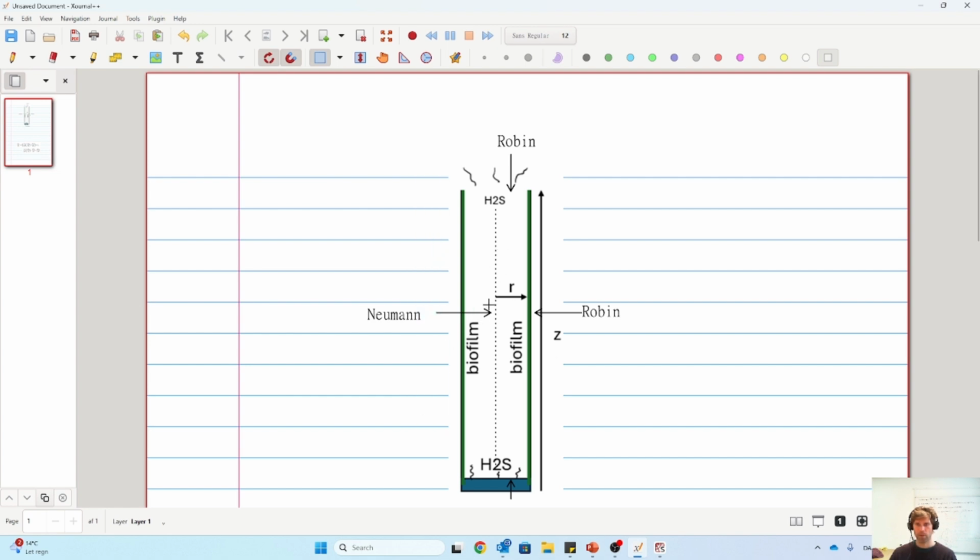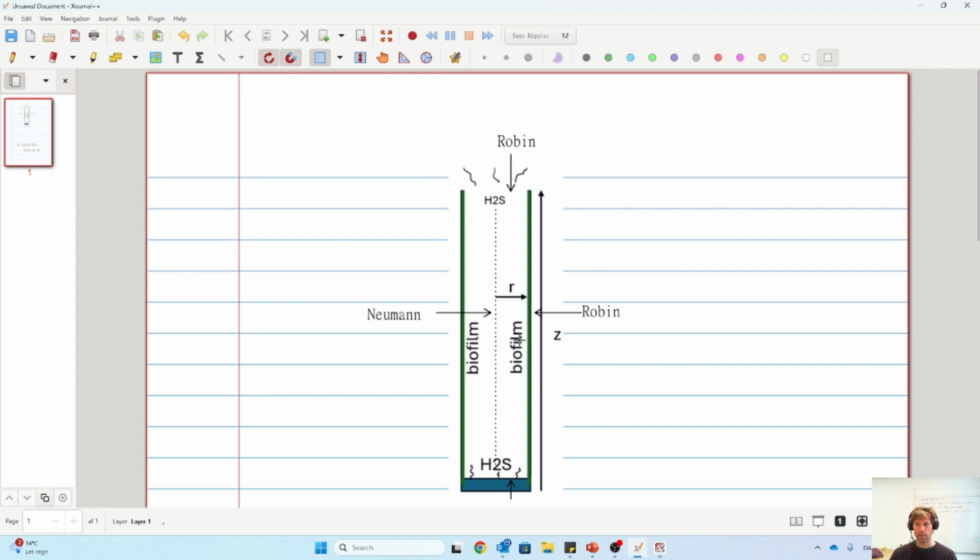Because we have symmetry in the middle of the reactor, we can assume that we have a Neumann boundary condition at the center. This is because if we have some concentration that is completely mirrored on both sides, we will exactly have a gradient of 0 in the middle of the tank. Therefore, we have dc/dr equal to 0 at the center.